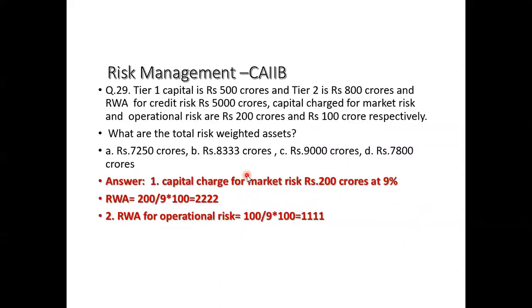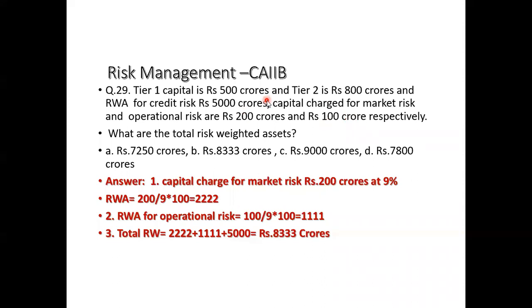29, we have discussed. I am just giving you, I think we have discussed this. Tier 1. First, they have given the risk weight for credit risk: credit risk weighted assets is 5,000 crore. But for market risk and operation risk, they have not given the risk weight, they have given the capital. So 9% is 100 crore, meaning you have to reverse.